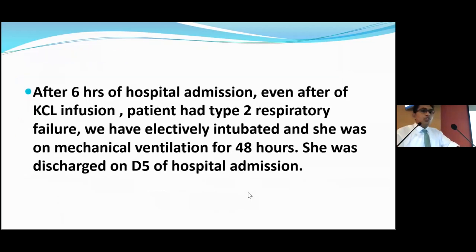After 6 hours of hospital admission, even after correction of potassium with intravenous KCl infusion, she had type 2 respiratory failure. We electively intubated this patient and she was on mechanical ventilation for 48 hours. She was discharged from the ward on the 5th day of hospital admission.